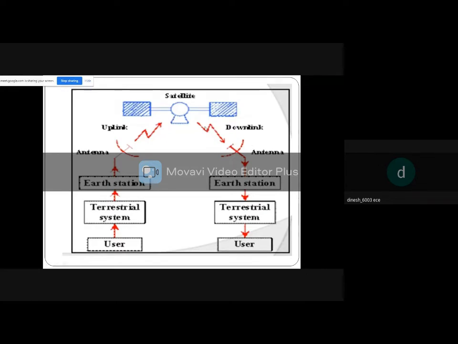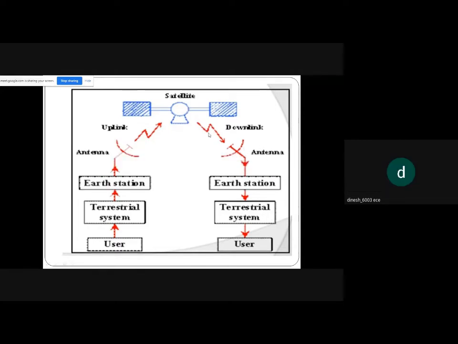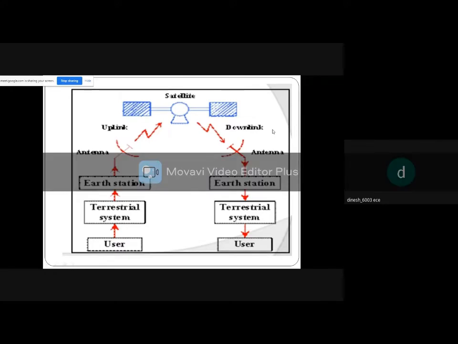And that frequency, from where the satellite gives back to the receiving antenna, is the downlink frequency. Always the uplink frequency and downlink frequency will be different, depending upon the bands being used.